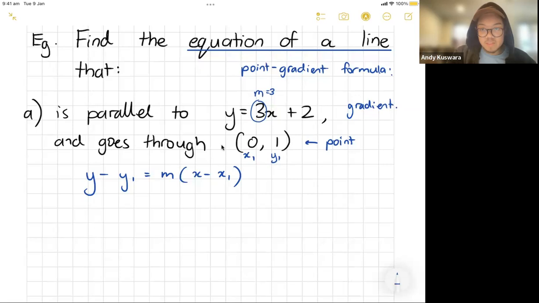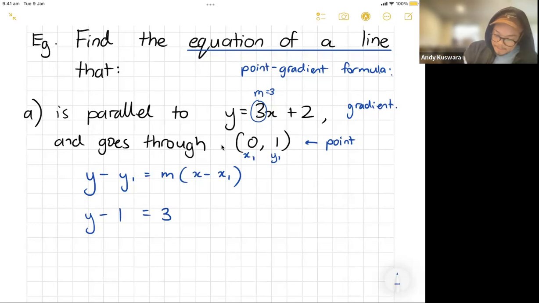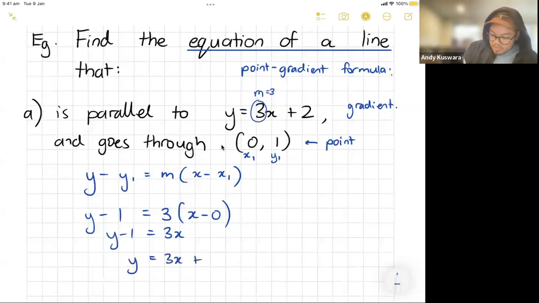So let's try it and see how we go. I'm going to substitute in y - y1, which in this case is just y - 1, equals m. The gradient I'm choosing is 3 for this example because it's parallel. And then x minus x1, where x1 is 0. Let's see what we end up with. y - 1 = 3 times x. And I'm just going to rearrange to get myself into this y = mx + c form.